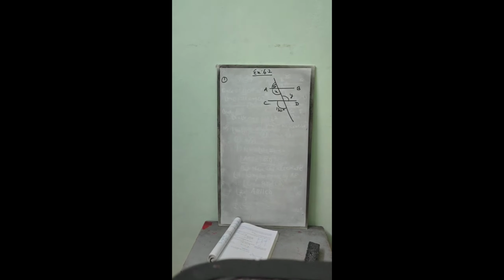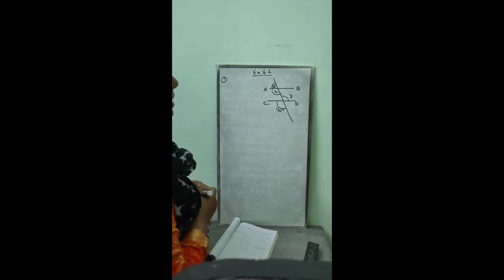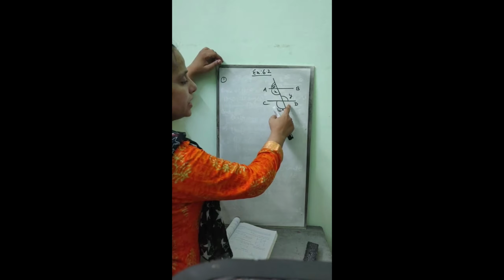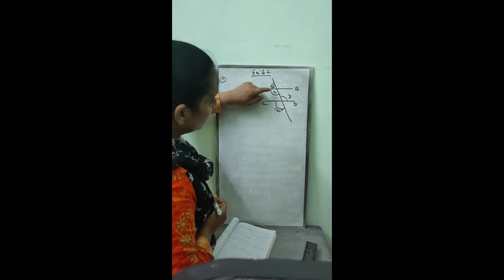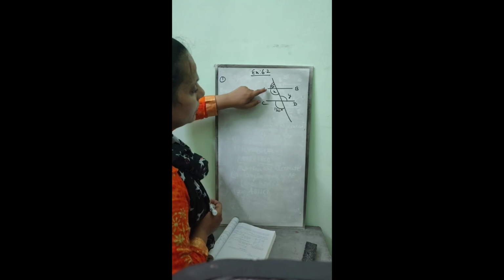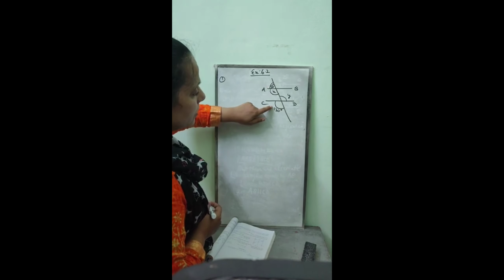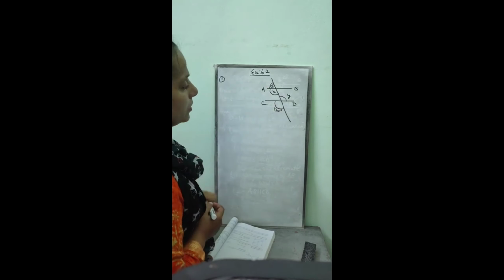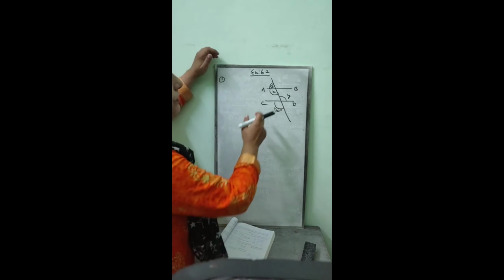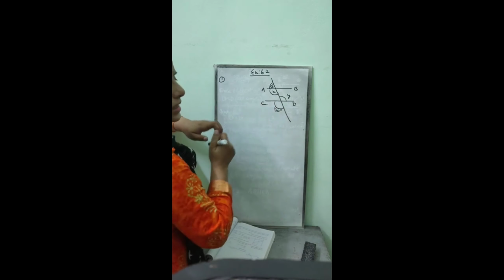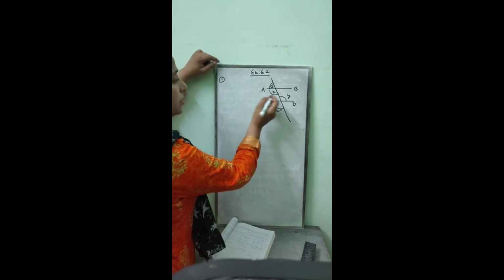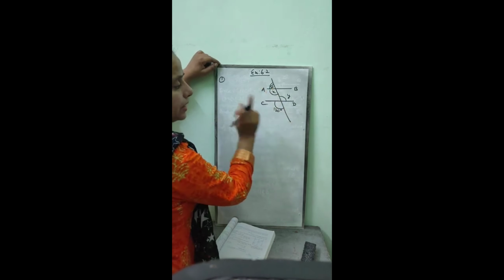Friends, in 6.2, sum number 1, he is saying line AB and CD are intersected by a transversal at these 2 points, right? This angle is 50 degree, this is 130, this is X and this is Y. What you will do, you will find X and Y and then you will prove AB parallel CD. Clear? See students, this is a straight line, right?